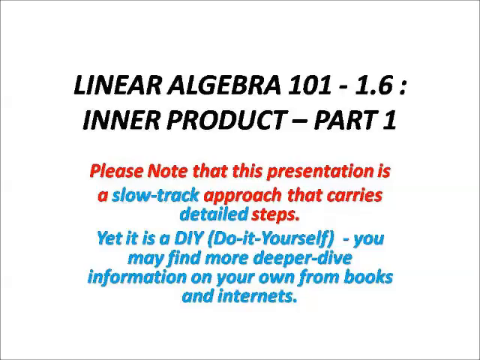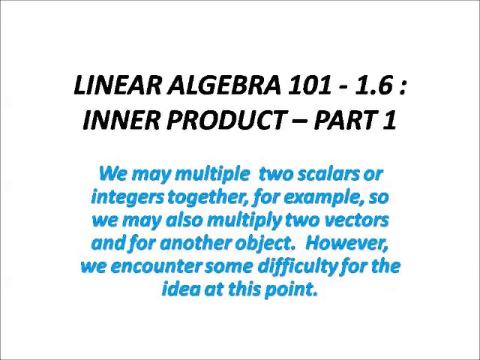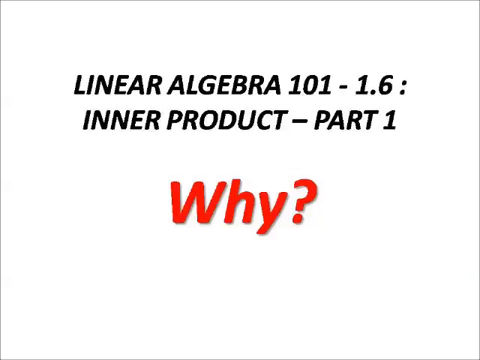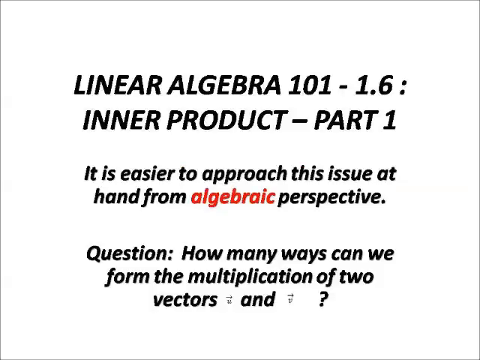Please note that this presentation is a slow-track approach that carries detailed steps. However, it is DIY. You do it yourself by finding more information in the books or on the internet, please. We may multiply two scalars or integers together, but when it comes to vector components, it is very difficult. But why? It is easier to approach this issue at hand from an algebraic perspective.